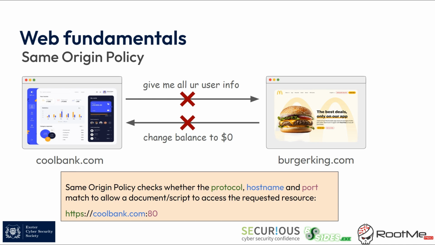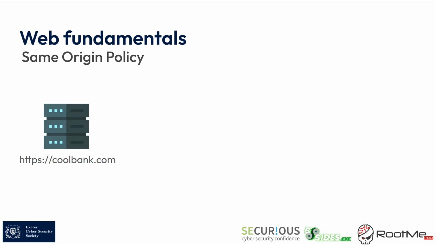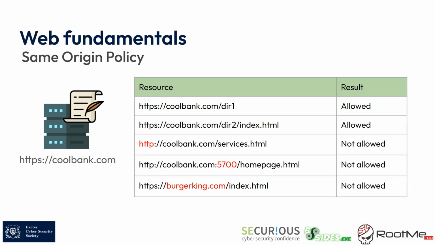So this might be a bit confusing because you might think, well, what about requests from one server to another, HTTP requests across different domains? This isn't really talking about HTTP requests strictly. It's talking about if I have a script or document that's loaded on the origin coolbank.com, what exactly can I access from that script directly?